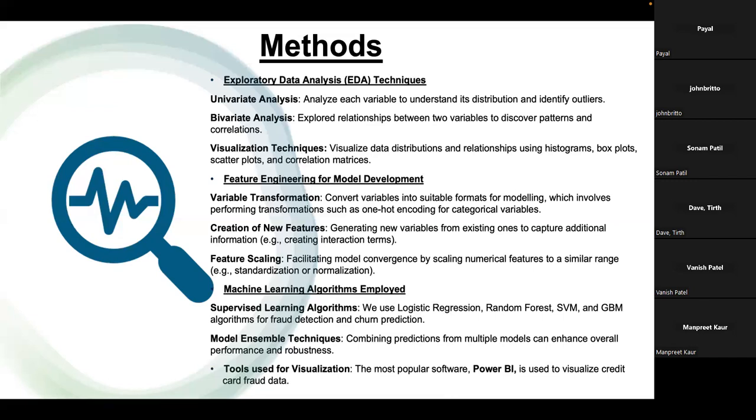So this is all about where we are also going ahead with machine learning algorithms, feature engineering, and model development, which includes variable transformation, creation of new features, and feature scaling as well.